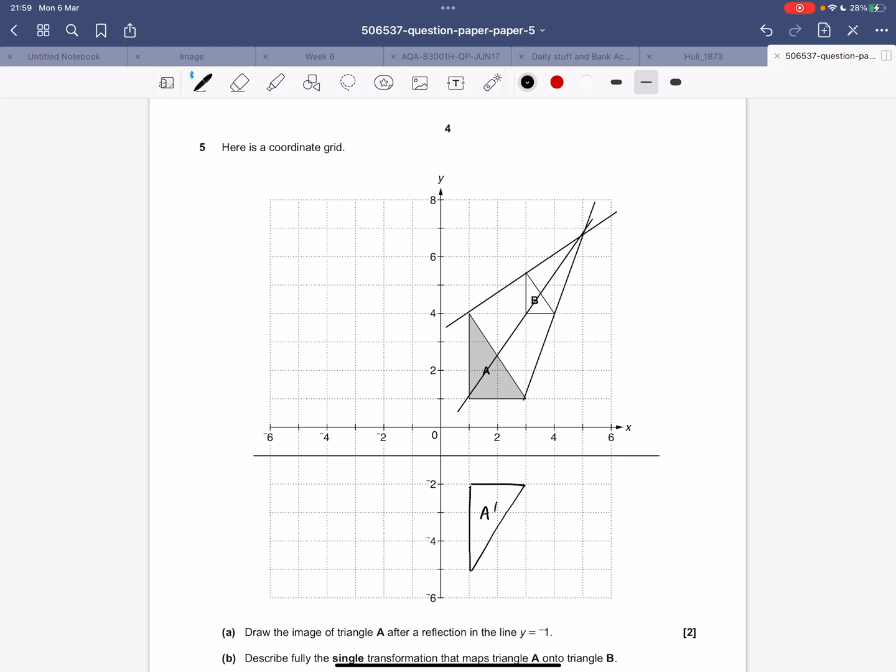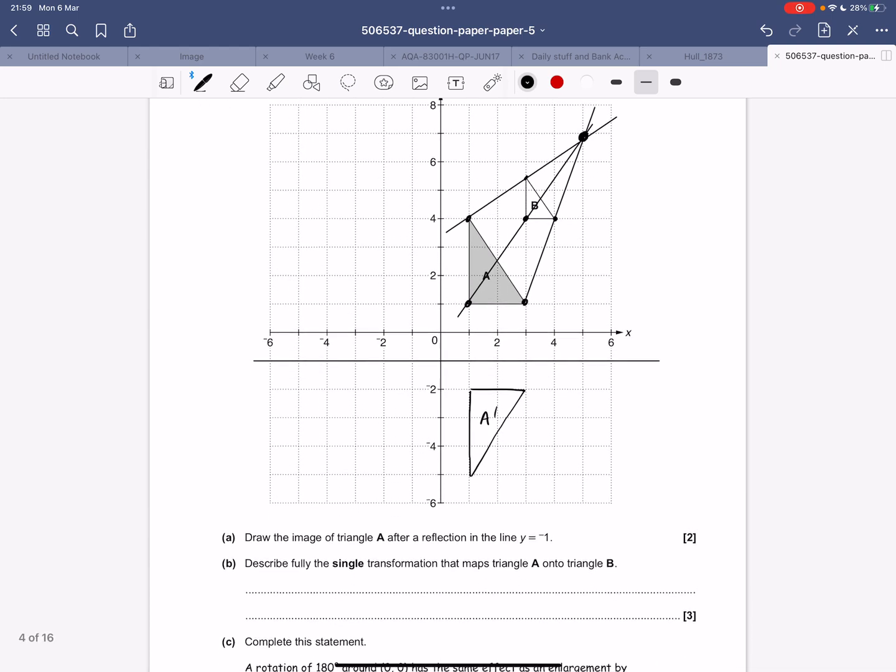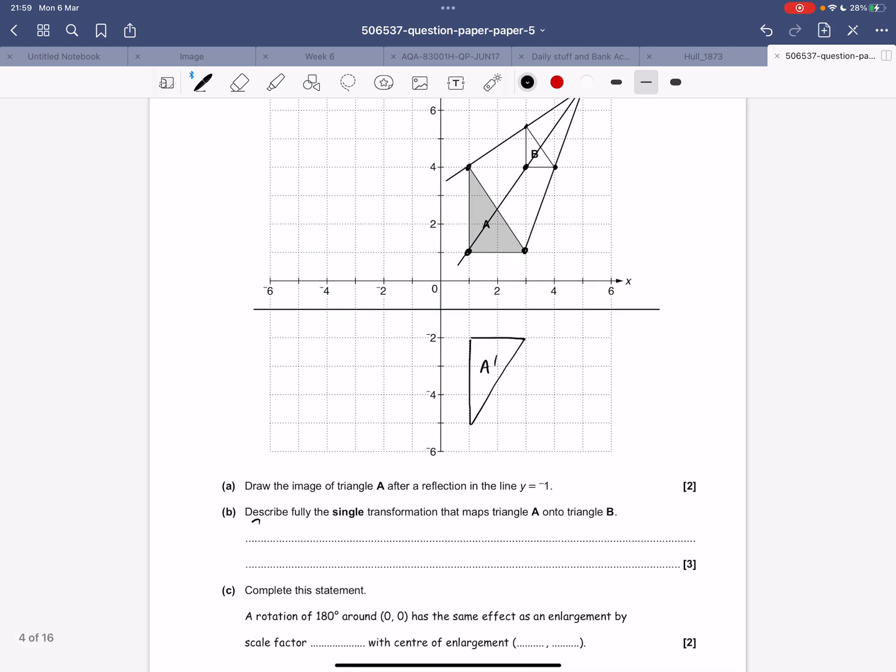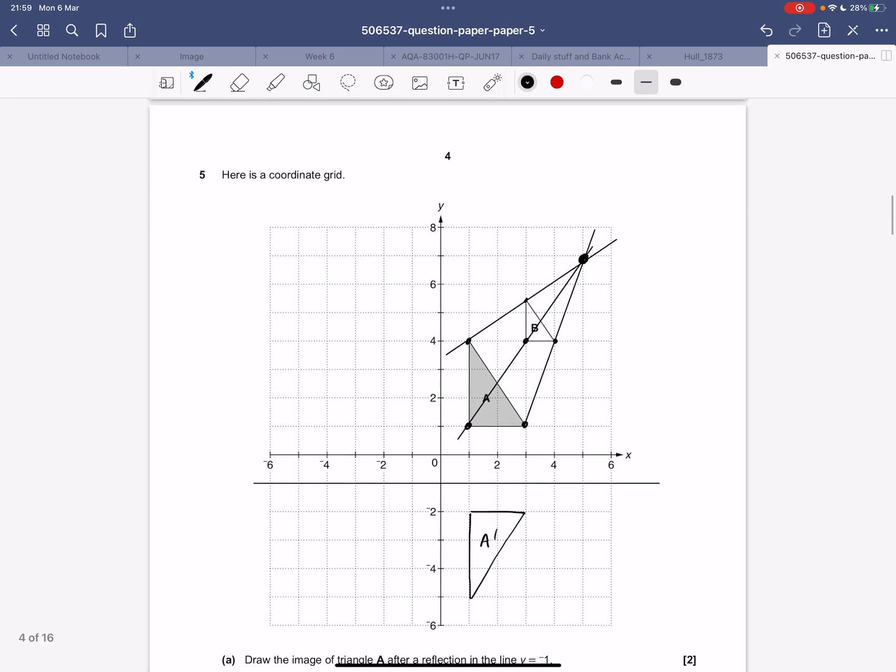Okay, so you match up corresponding points like so. Okay, and it's going to be there. So to get from A onto B, it's going to be an enlargement. And the centre is where the 3 lines cross here, which is 5 across and 7 up.